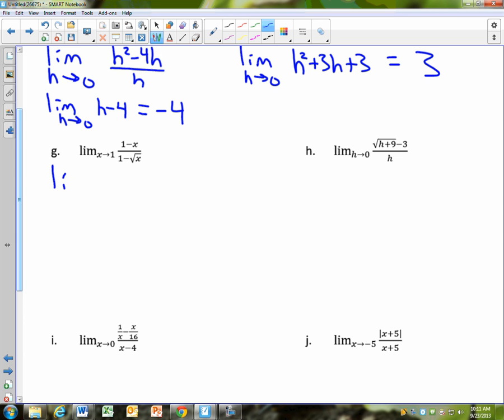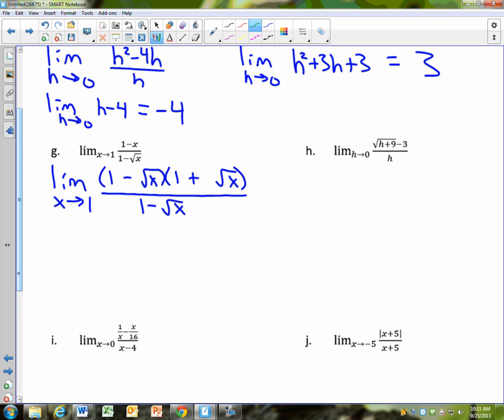I have the limit as x goes to 1 of, I'm going to say that the top is the difference of two squares. What times what gives you 1? 1. What times what gives you x? Square root of x. So that is the difference of two squares. We can write it accordingly.